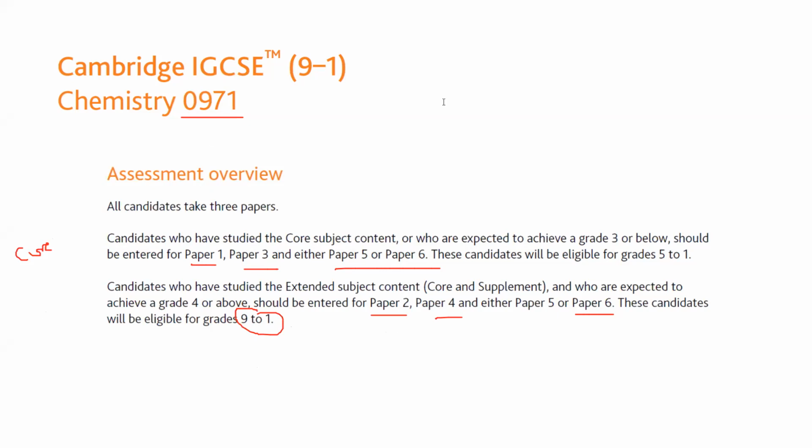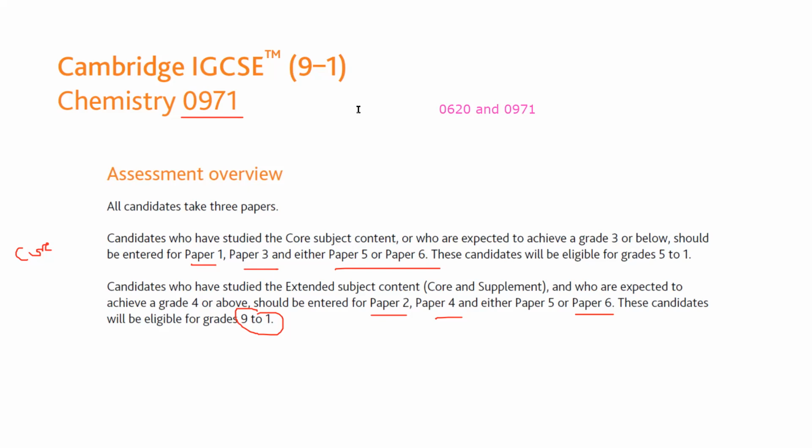So simply there are two codes. The first one is 0620 and the second is 0971. Core and extended are the two parts of the syllabus. The syllabus is divided into core and extended part. So you will select the extended one.